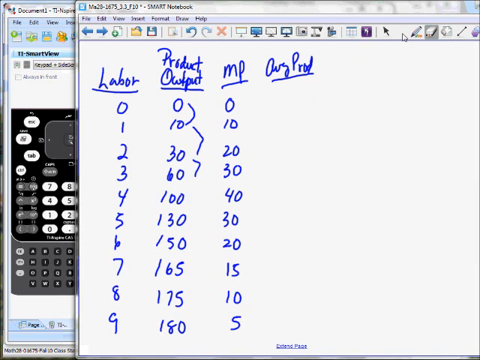4, yeah, I kind of got off, didn't I? This is what happens when I don't have the lines. Okay, 2 divided into 30 is 15. 3 divided into 60 is 20. 4 divided into 100 is 25. What's the next one? 5 divided into 130?